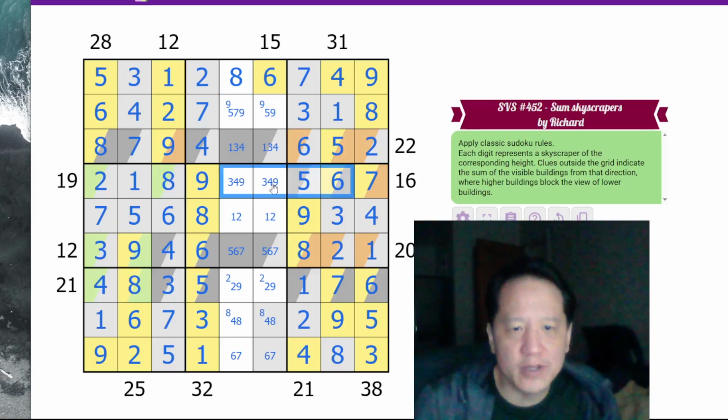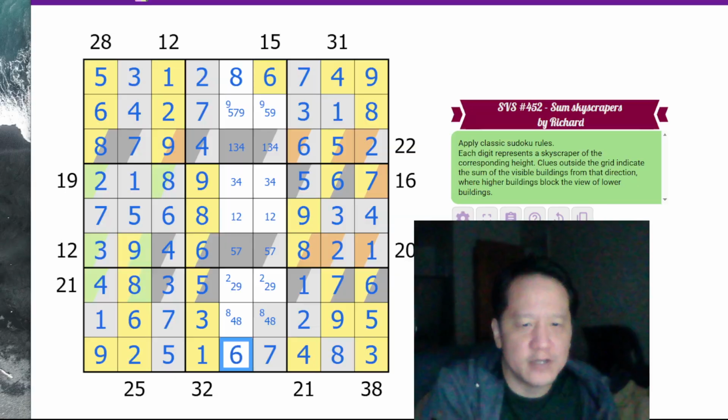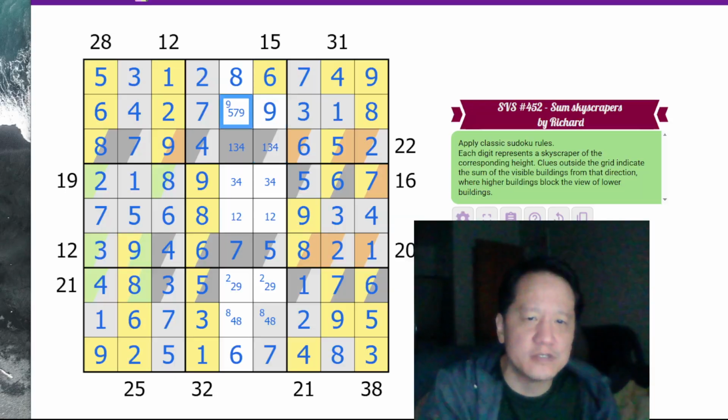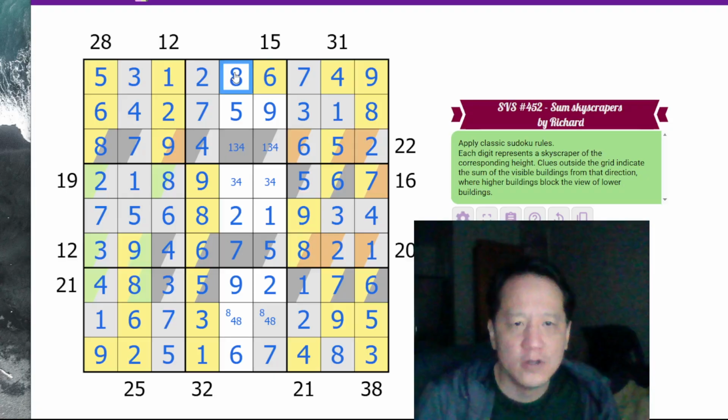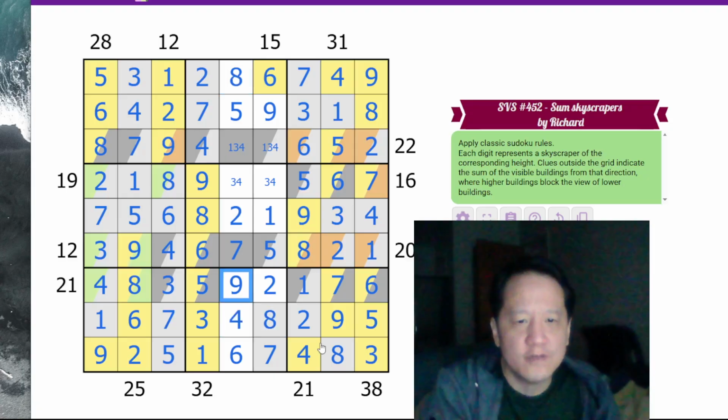8 in... This can't be 9 because of 9 in the row. This can't be 6. 6 eliminates 6 here, so this is 7 and 6. 7 eliminates 7 here, so it's 5 and 7. 5 eliminates 5 here, so this is 9. This can't be 5 or 9. Sorry, this can't be 7 or 9, so it's 5. This 9 eliminates 9 here, so it's 2 and 9. 2 eliminates 2 here, so it's 1 and 2. 1 eliminates 1 here. This 8 eliminates 8 here, so it's 4 and 8. 4 eliminates 4 here, so it's 3 and 4. This can't be 3 or 4, so this is 1, which makes this a 3.